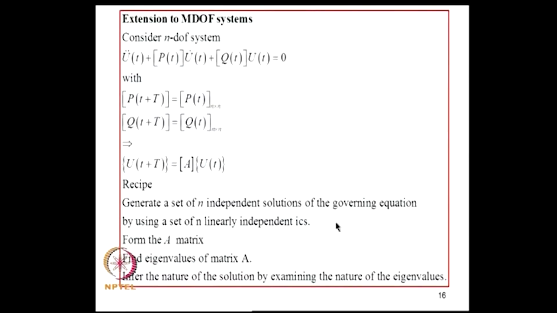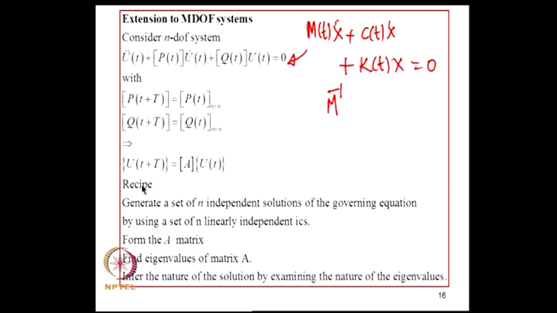How do we deal with multi-degree of freedom systems? We can consider an equation of this form: u double dot plus p of t u dot plus q of t u. Again, let us assume p and q are periodic with period capital T. In the model that we got, we had m of t x double dot plus c of t x dot plus k of t x equal to 0. I can reduce this equation to this form by multiplying by m inverse. So it reduces to this form.